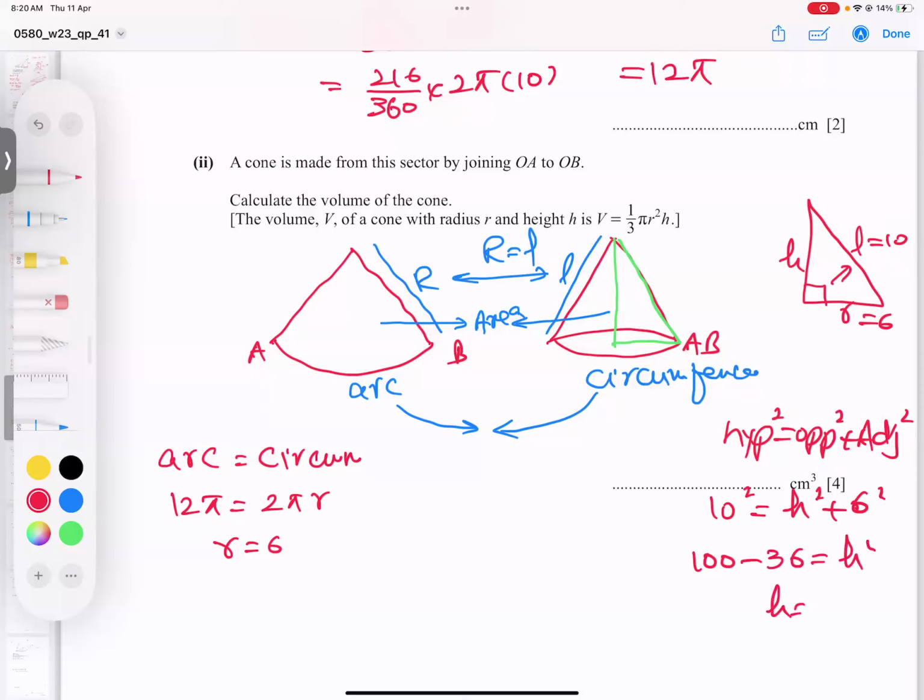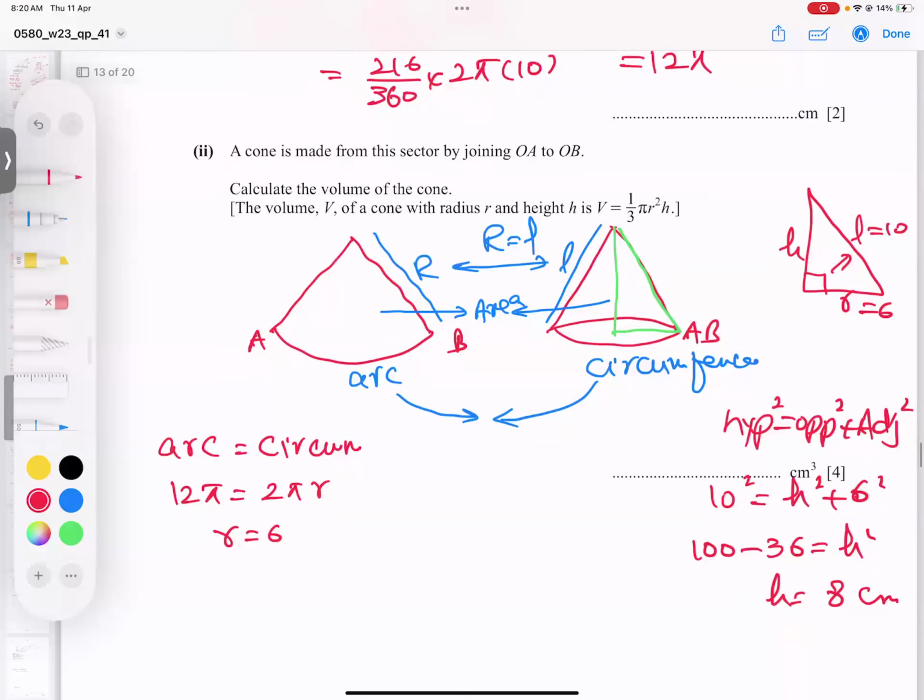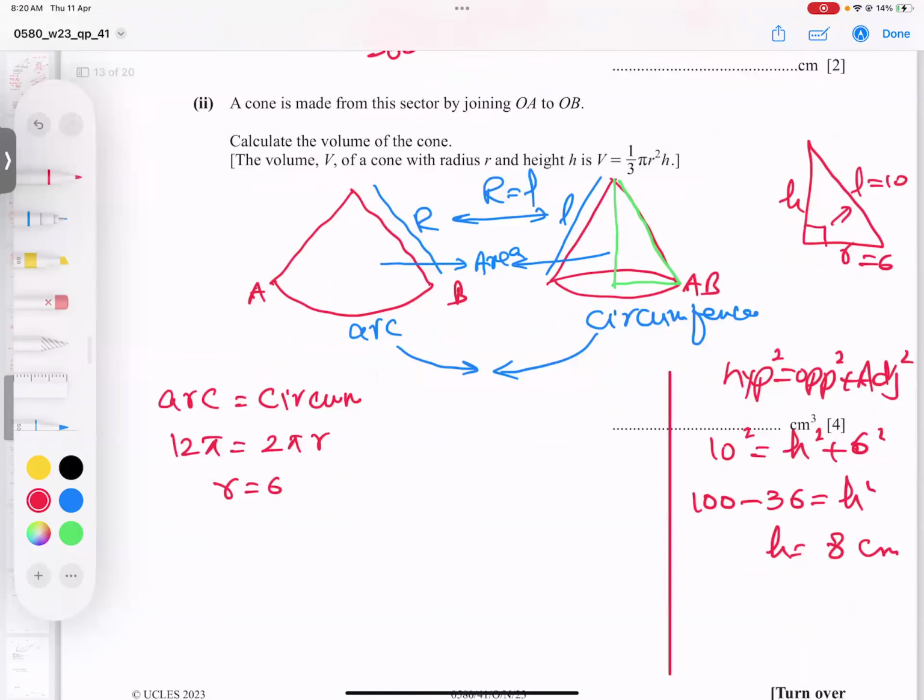So I think the idea is very clear. Out of 100 centimeters, you get 64, and 8 comes. So 8 centimeters. Okay, now I think we can work out the volume. What is the volume formula? One over 3 pi r squared into h. And the radius is 6, and the height is 8.